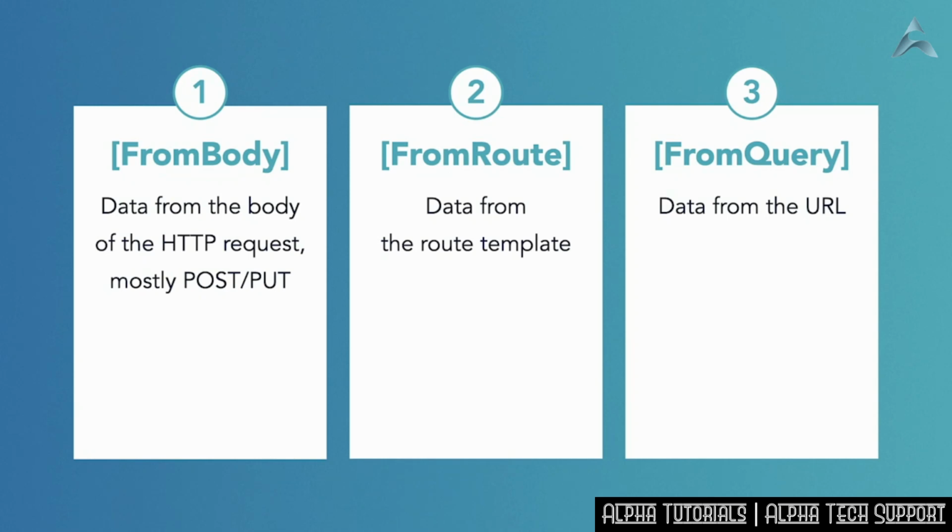Again, these are probably the three most important options, but there are more. But with those, you will come very far, because then you can accept data from the HTTP request, and usually that means a post or a put request, or from the route, you've already seen that, or from the query string. We are now ready to add a new item.